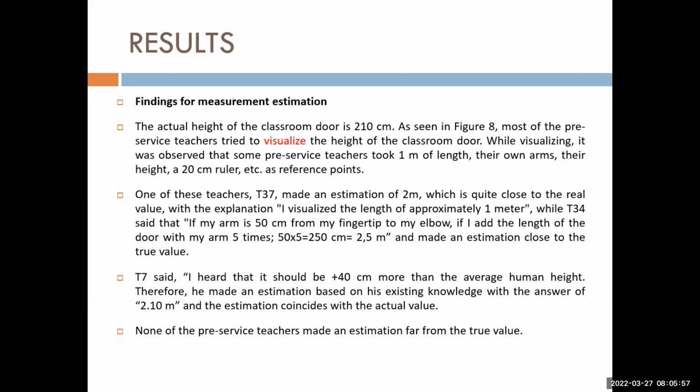One of these teachers made an estimation of 2 meters, which is quite close to the real value, with the explanation, I visualized the length of approximately 1 meter. Another one said that if my arms are 50 centimeters from my fingertip to my elbow, if I add the length of the door with my arm 5 times, 50 times 5, 250 centimeters, and made an estimation close to the true value.